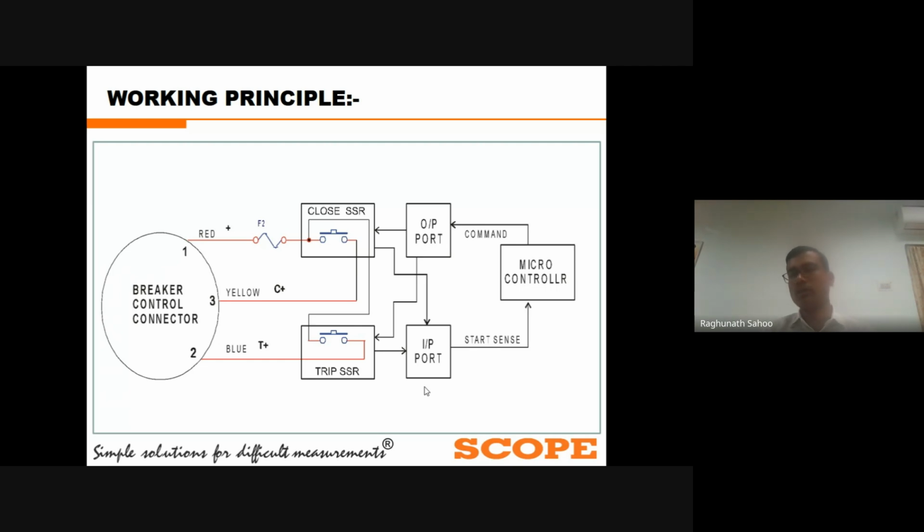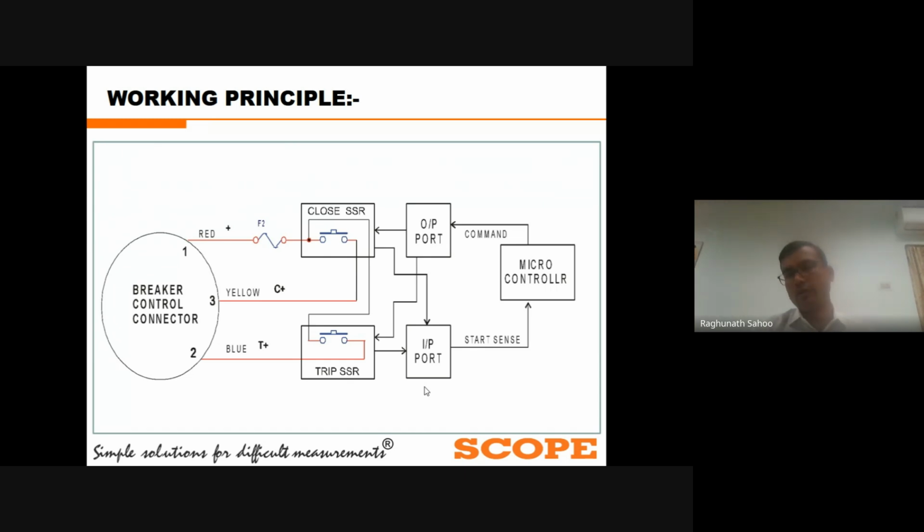Whenever we are giving a command to the microcontroller, that trip command we have to execute. Then at the same time the microcontroller will give the signal to the trip SSR section. Then our DC will extend through the trip SSR to the trip coil section. When the trip coil is energized, then the trip command will execute in the breaker. In the meantime, the microcontroller also sends the tripping time and it shows the result.